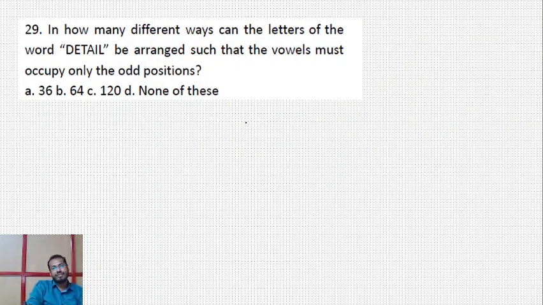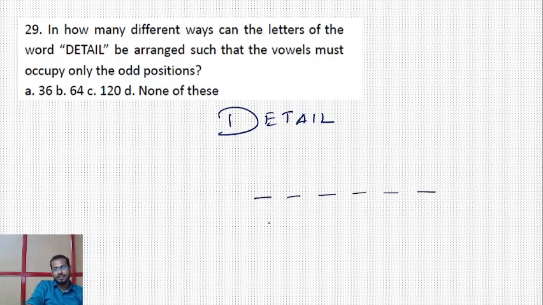In how many different ways can the letters of the word DETAIL be arranged such that the vowels must occupy only the odd positions? So there are 6 letters, positions 1, 2, 3, 4, 5, 6. Odd places are 1, 3, 5.